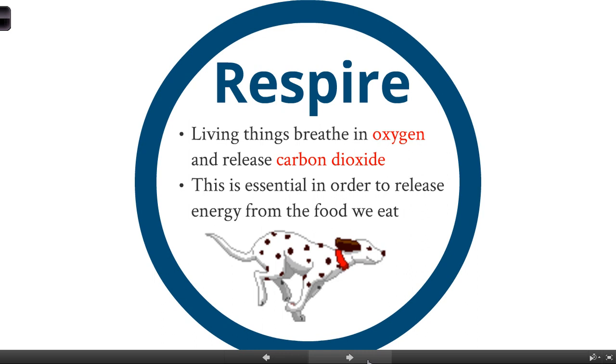I should say there is an exception: some living things can respire without oxygen. They'll use a slightly different element, I think it might be sulfur, but a few things can actually respire using something other than oxygen. The process is very much the same, and that's really an exception to the rule. So as far as you guys are concerned, just learn this definition: when things respire, they're using oxygen to release the energy in their food and releasing carbon dioxide.